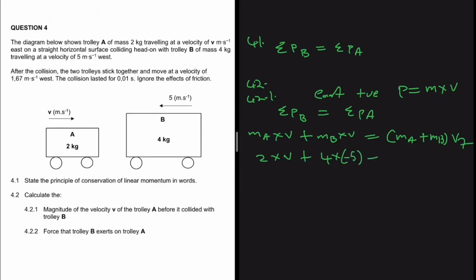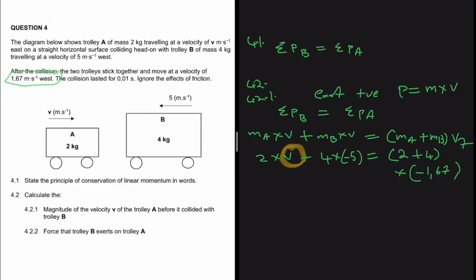And then this will be equal to, we're summing up their masses. So we have 2 kg plus 4 kg. And the velocity after, which velocity do they move with? 1.67 meters per second to the west, right? So if it's to the west, then we must put a negative sign, minus 1.67, right? And then now the physics is essentially done, and we're just solving the math, right?